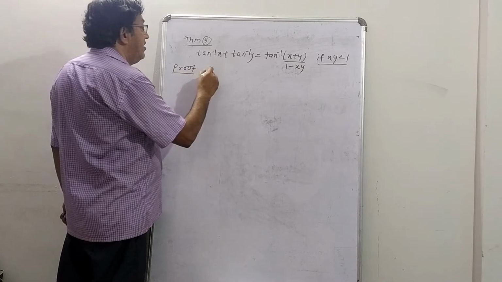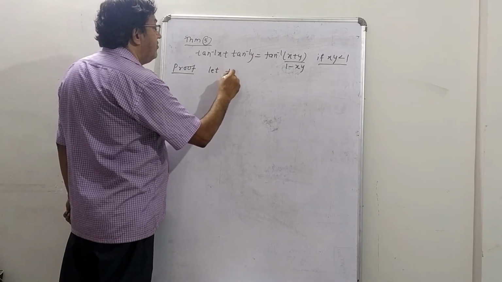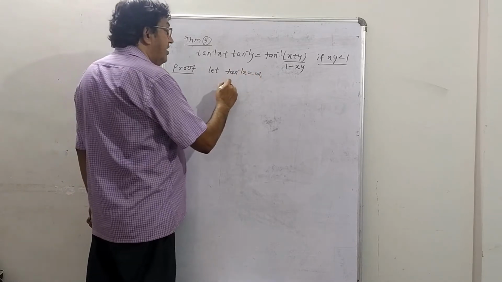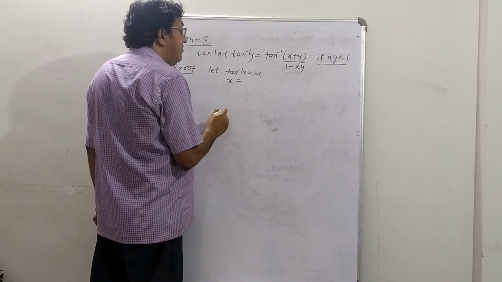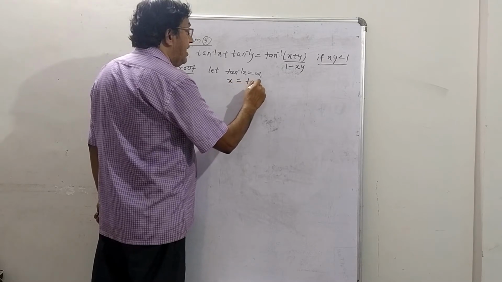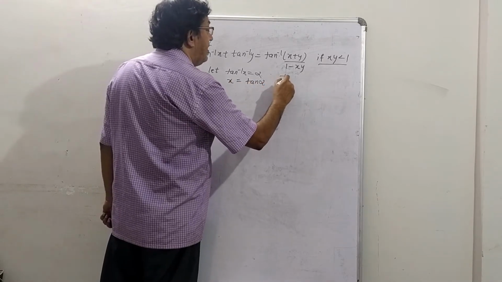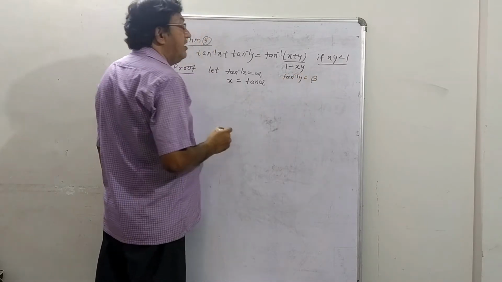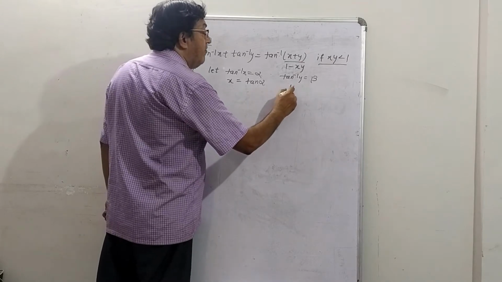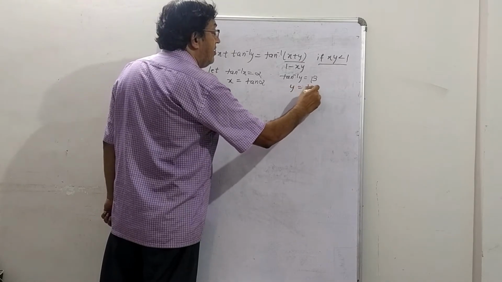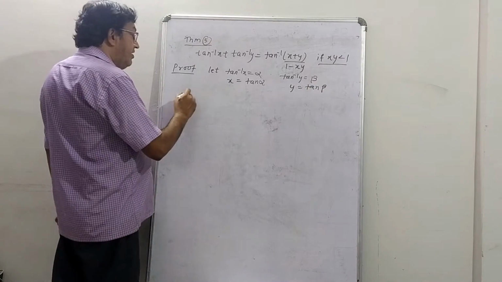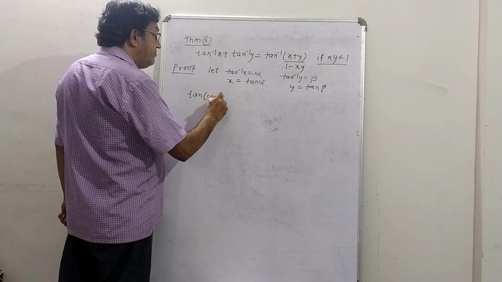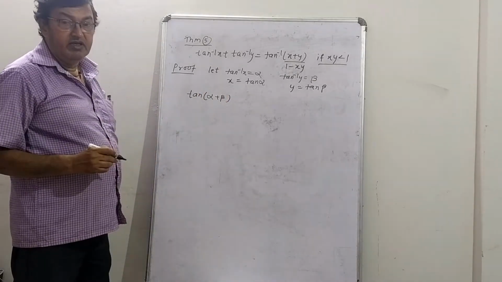Let tan inverse of x I will take as alpha. Then using the definition of inverse trigonometric function we can write x is equal to tan alpha, and I will take tan inverse of y equals beta. Again using the inverse trigonometric function we can write y is equal to tan beta. Now we can make use of the formula tan of alpha plus beta. What is tan of alpha plus beta?